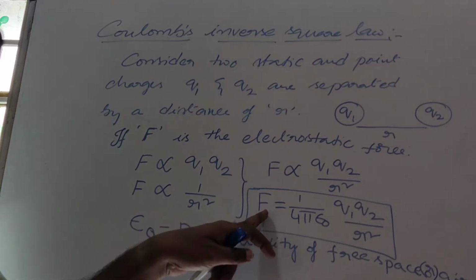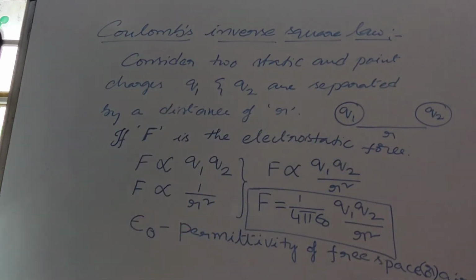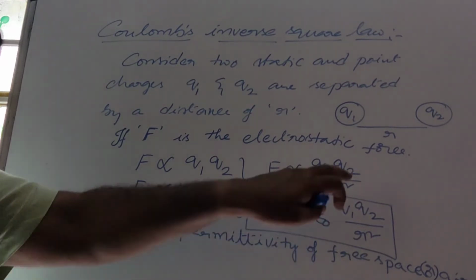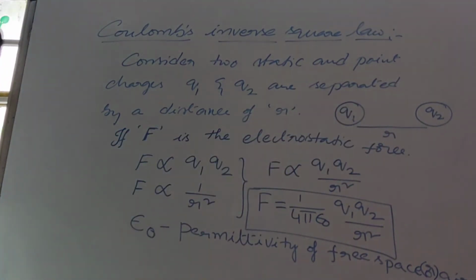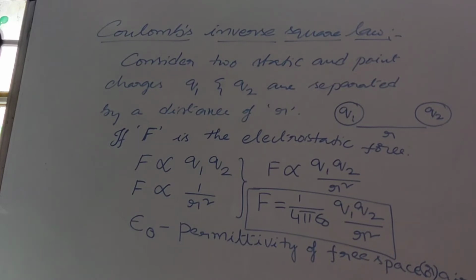Here F is only the magnitude of the force between the two charges. If we want to find the direction of that force, we have to take into consideration the types of charges on the two bodies. So this is the expression for Coulomb's inverse square law.